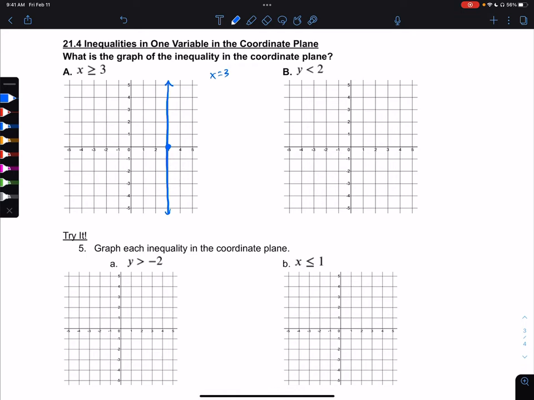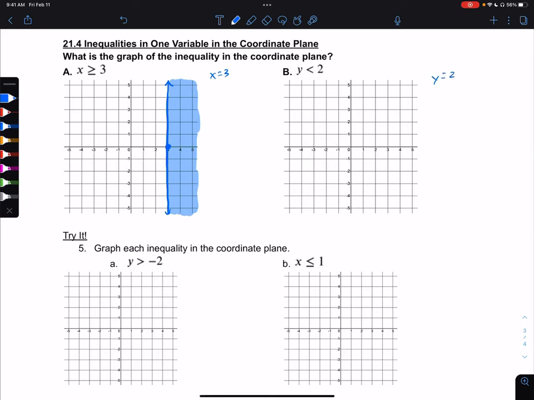Now we want to shade the region that's greater than 3. You just need to pick 2 or 4 and think about which one is greater than 3. Well, 4 definitely is, so we would shade the region where x is greater than 3. The equal sign means that we have a solid line. Remember, those solutions are included. All those points are included in your solution. For a case like these, when you only have one variable, you're either going to have a vertical or horizontal line.